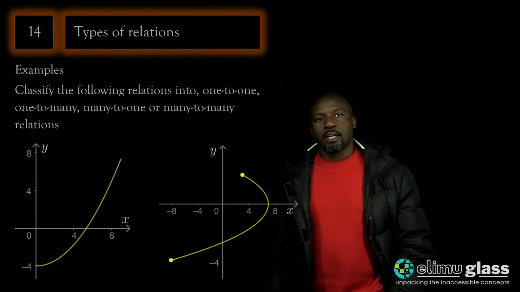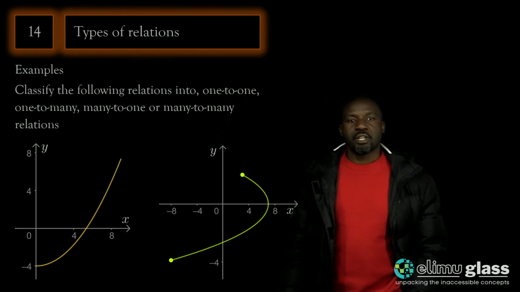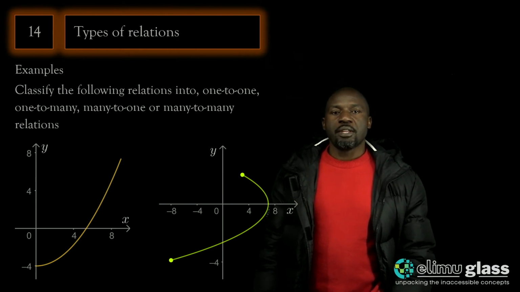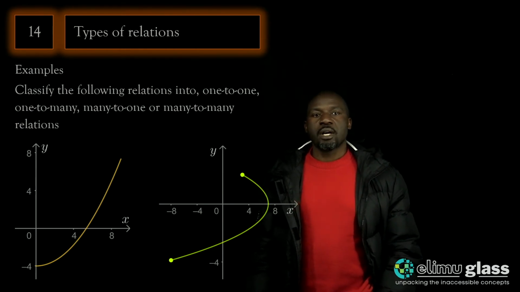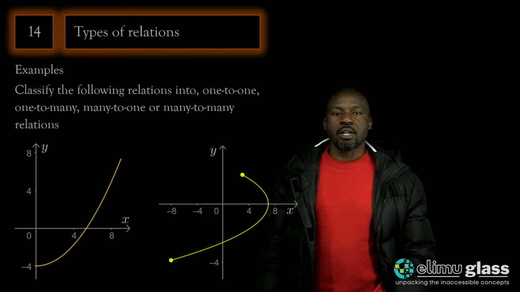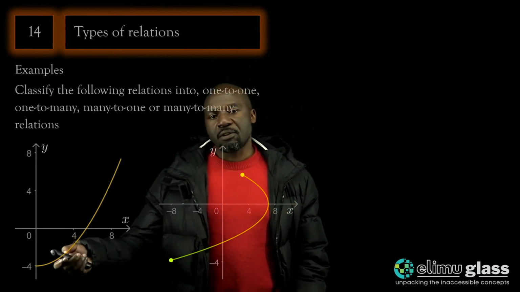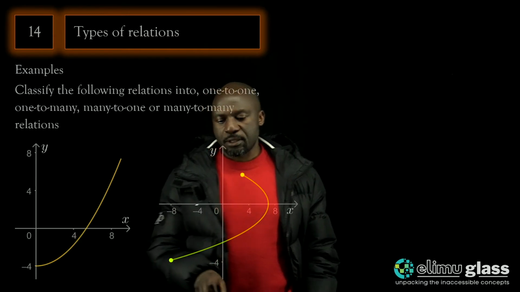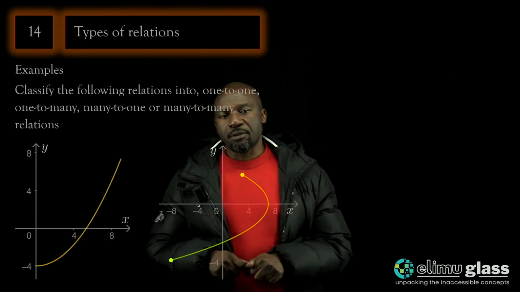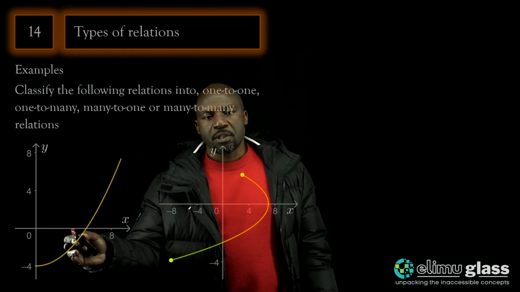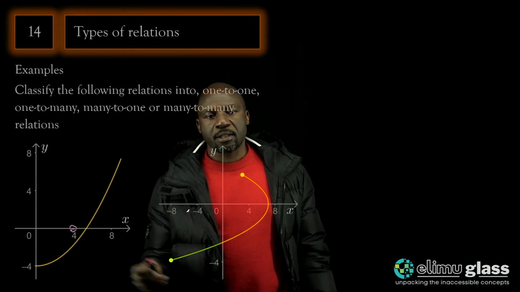Okay, here are some relations given in the form of graphs. How do we determine whether the relations are one-to-one, one-to-many, and so on? So in this case, what you want to do is think of a value of x. Let's say pick a value of x of 4. What is the value of y when x is 4?